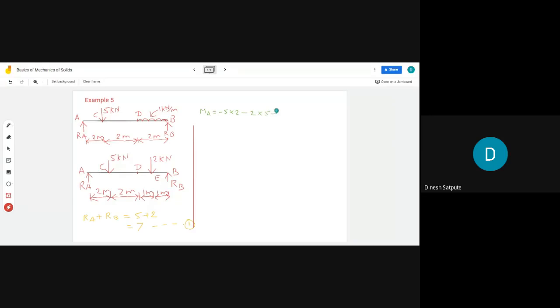plus, why plus? Because RB is going up. So RB multiplied by 2 plus 2 is 4, 5 and 6, so 6. Now here you will have to equate it to 0, and from this you can calculate the value of RB. Do the calculations and post your answers in comment or chat box.